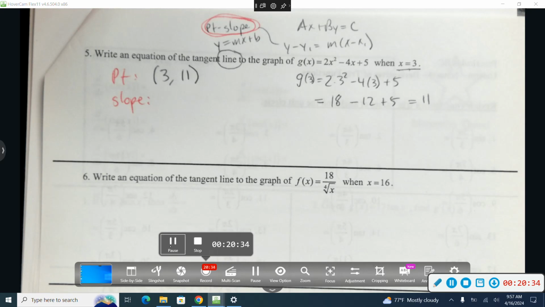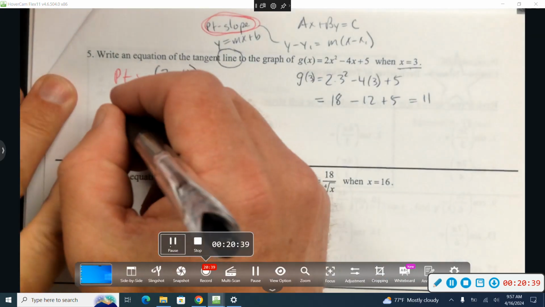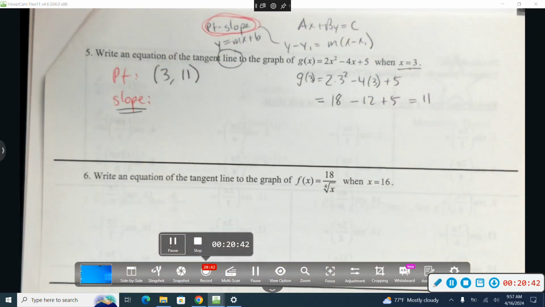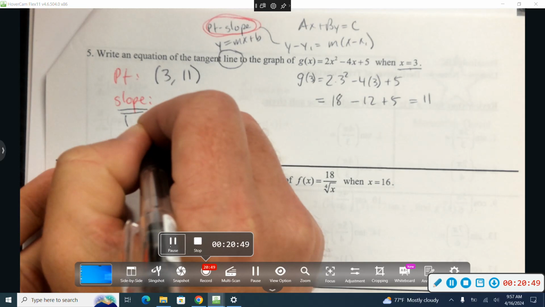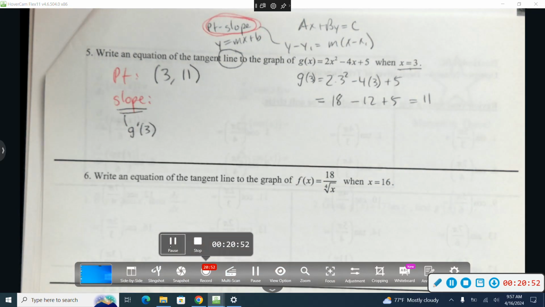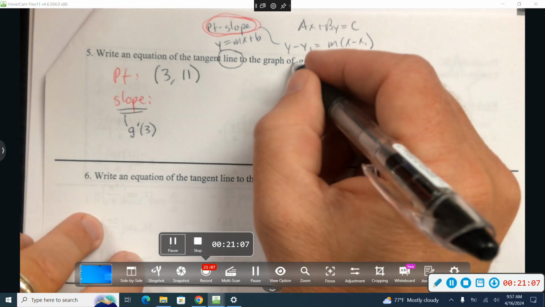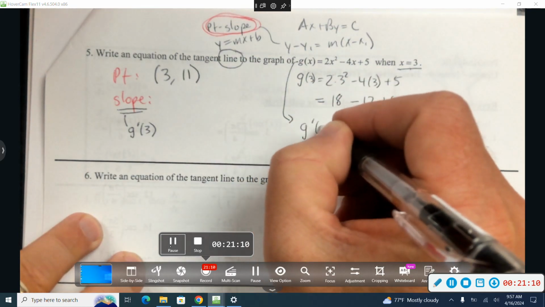How do I find the slope? Slope at a point, right? Not an algebra slope, but like a calculus slope. Slope at that point. I need to find the derivative and plug in 3. So derivative equals slope, slope equals derivative. Like that's the basis of first semester of Calc AB. Slope equals derivative, derivative equals slope. You make that connection and you're halfway there would be a bit of an exaggeration, but you're well on your way.